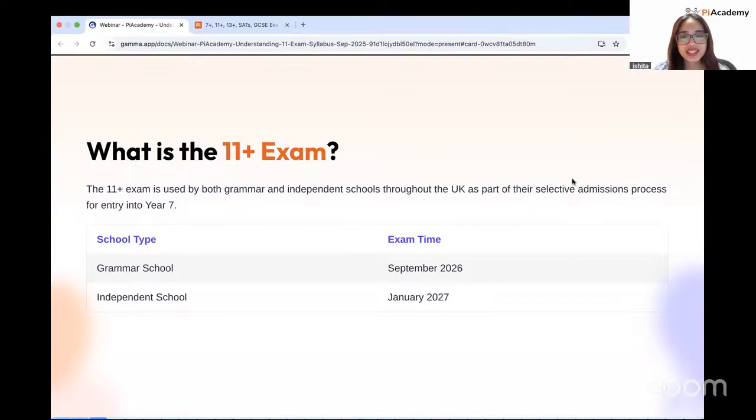Although these dates seem quite far ahead in the future, it's really important that you start your preparation very early on. Sometimes even 1 year is not enough for a child to be fully prepared. Some students need 2 years even. So it's really important that you start the preparation and your revision very early on in order for you to get the best outcome.